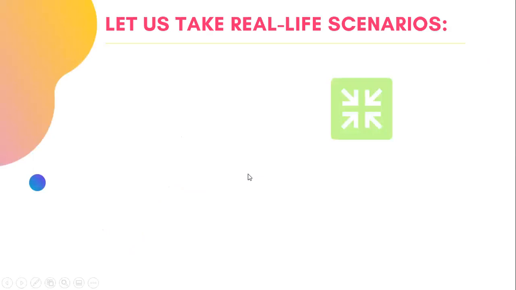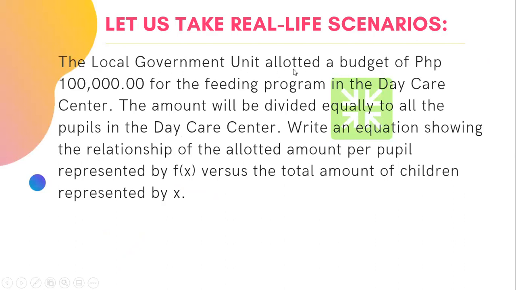Now let's try to represent real-life situations as a rational function. The local government unit allotted a budget of 100,000 pesos for the feeding program in the daycare center. The amount will be divided equally among all the pupils in the daycare center. Write an equation showing the relationship of the allotted amount per pupil, represented by f of x, versus the total number of children, represented by x. So how do we do that?